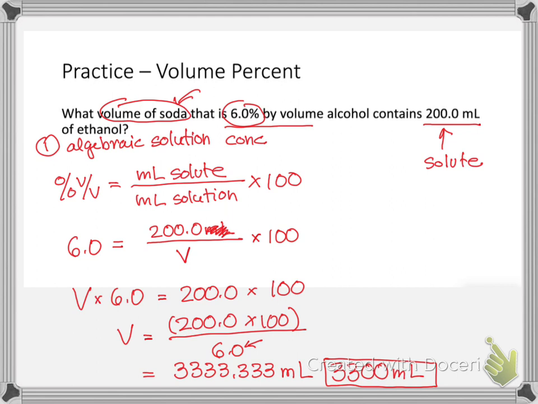Okay, so now let's look. That was the algebraic solution. Let me just do this one also using the concentration as a conversion factor. So from the previous problem, I remembered that the concentration was 6% by volume. That's a concentration. And what was it? The volume of the solute was 200 milliliters.